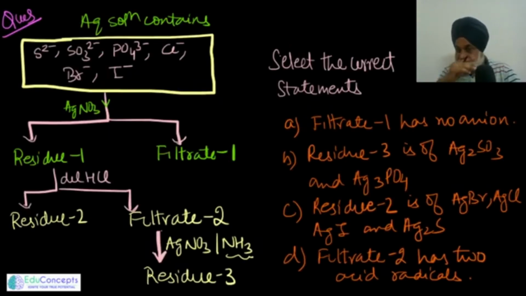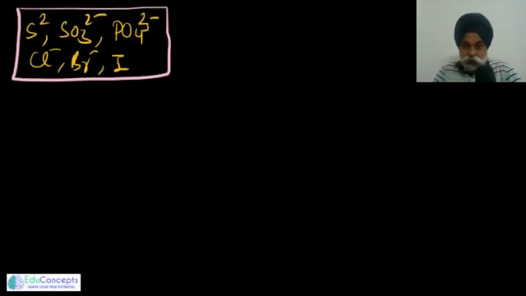The second question again is a very interesting one, where 6 anions or 6 acid radicals are being given to you. First they have treated it with AgNO3 and you got a residue and filtrate. Residue number 1 is then treated with dilute HCl and you get residue 2 and filtrate 2, and then it is treated with silver nitrate and ammonia to give you residue number 3. So here, before I go into the options, let me show you what they have done.